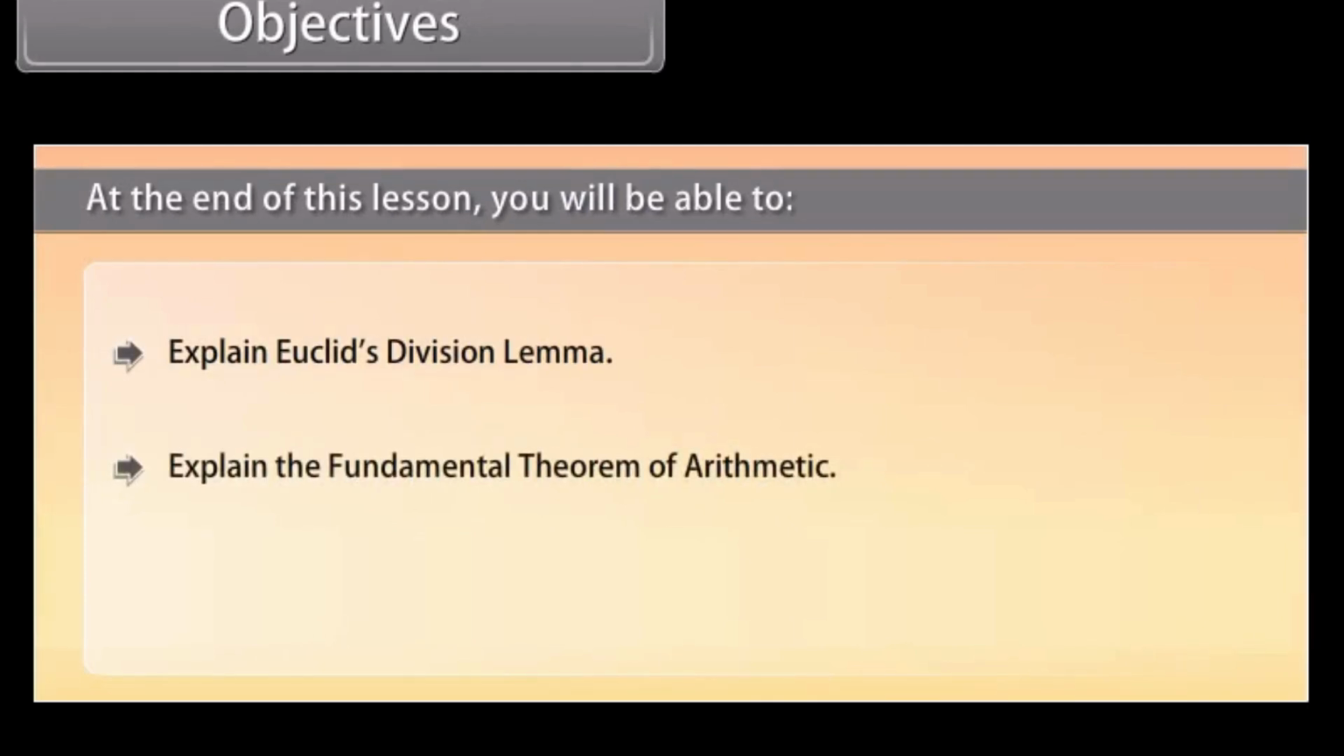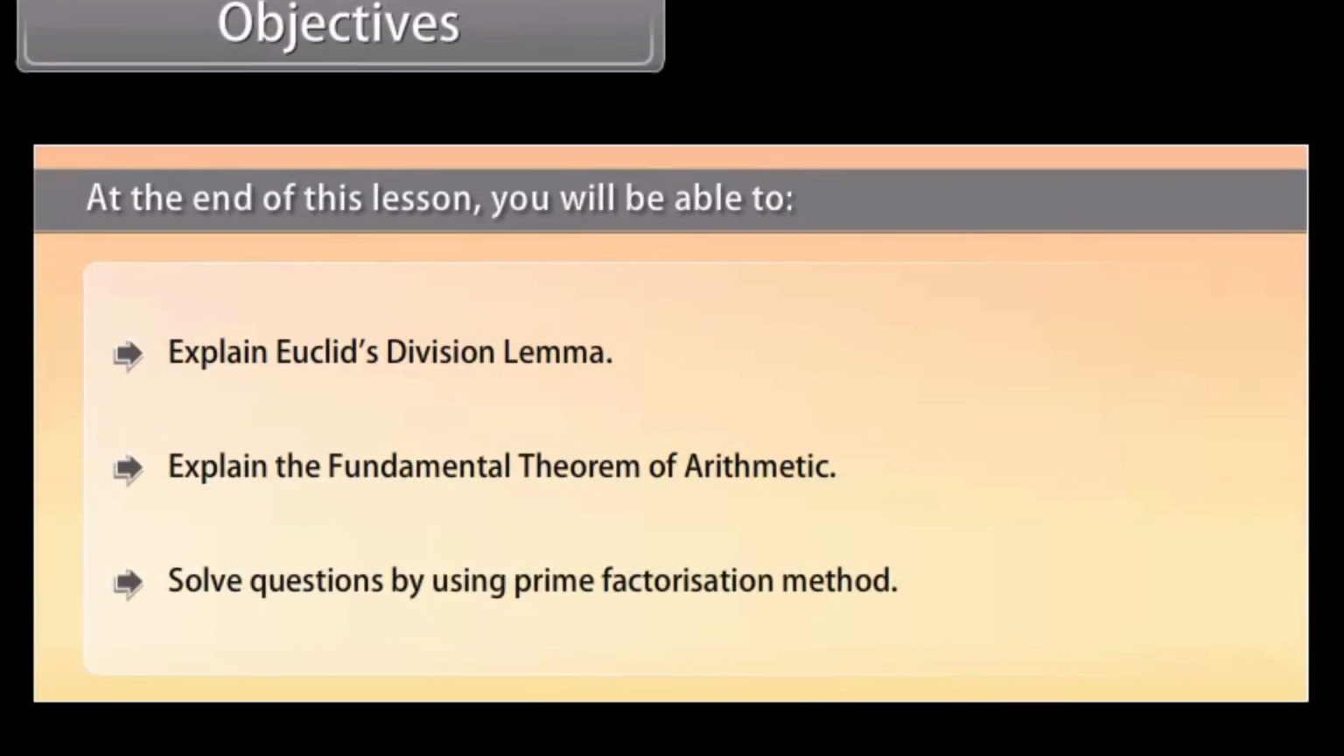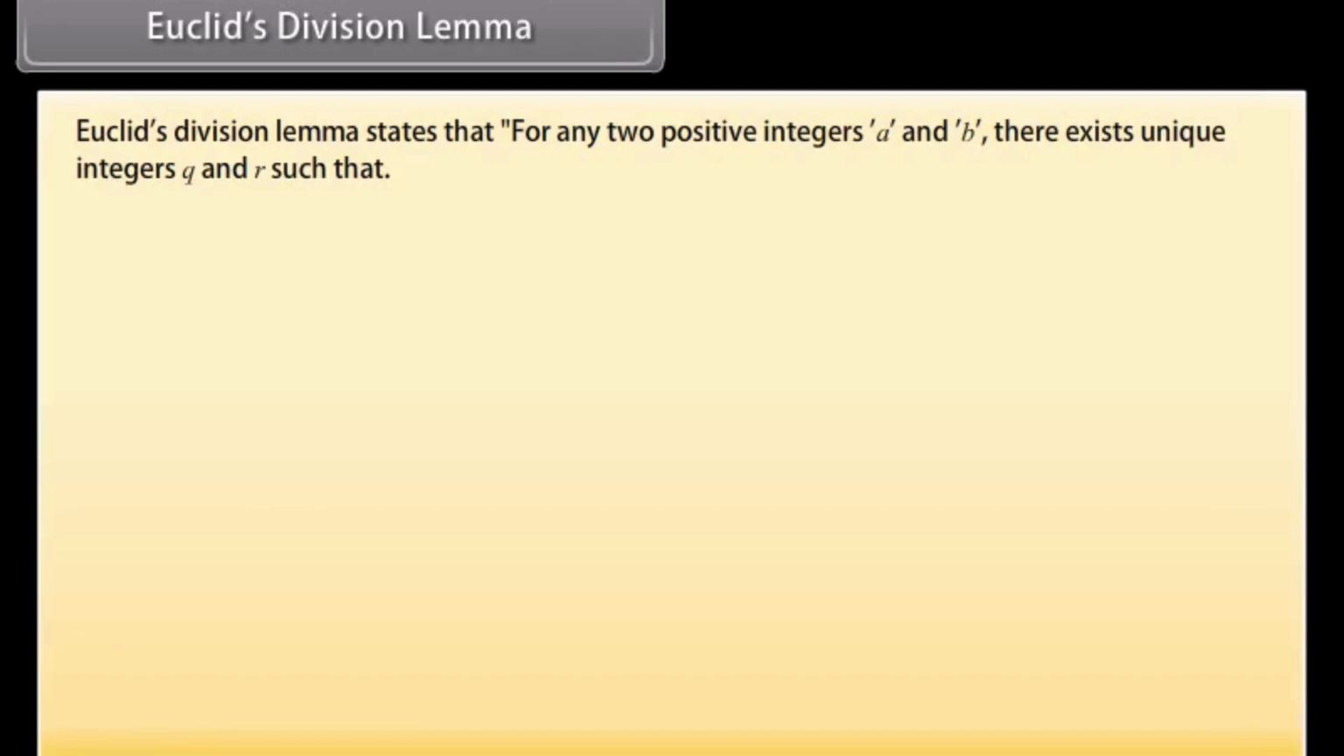At the end of this lesson, you'll be able to explain Euclid's division lemma, explain the fundamental theorem of arithmetic, solve questions by using the prime factorization method. Euclid's division lemma. Euclid's division lemma states that for any two positive integers a and b, there exist unique integers q and r such that a is equal to bq plus r, 0 is smaller than or equal to r, which is smaller than b.